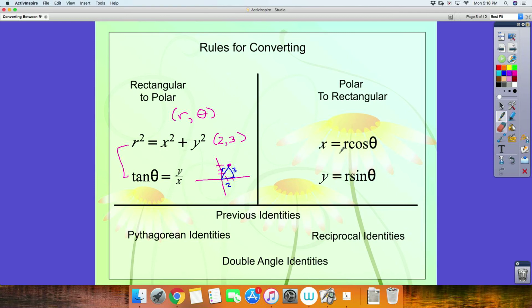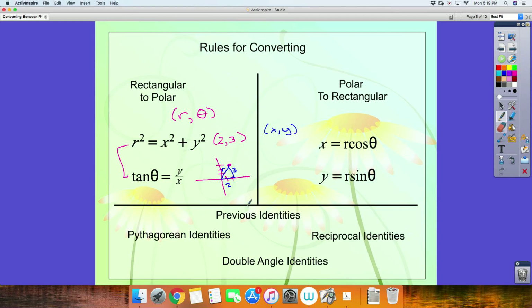Now, on the other side, if I'm starting with polar equations and I want to switch to rectangular, we're going to use these two equations to get our traditional x and y. In this case, x is going to be equal to r cosine theta, and y will be equal to r sine of theta. And we'll see how to use these in a minute.